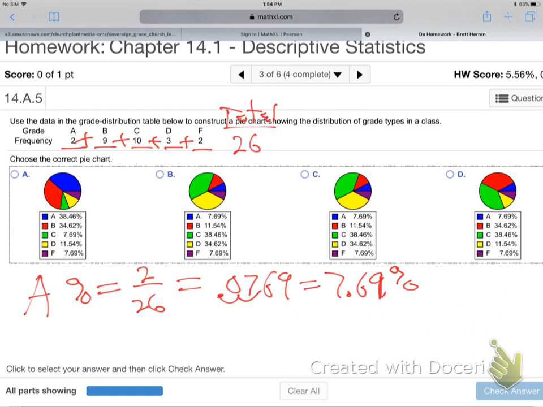Oh, I didn't see B. Yeah, a lot of them do. I just saw C and D. Yeah, you're right. B, C, and D all have A at 7.69%. We're going to have to go on and do more.